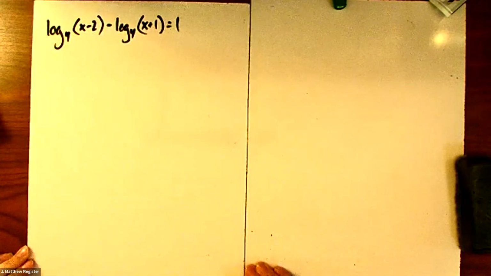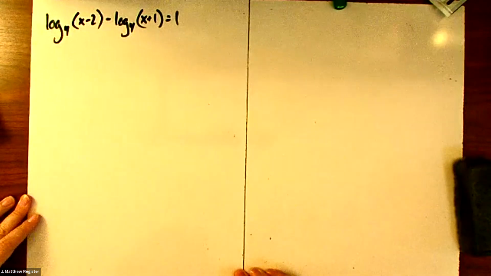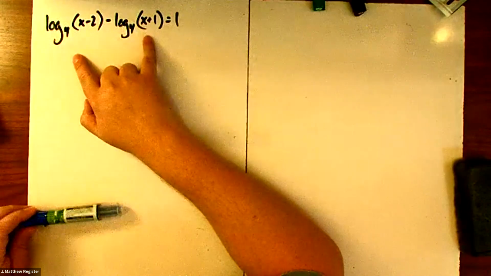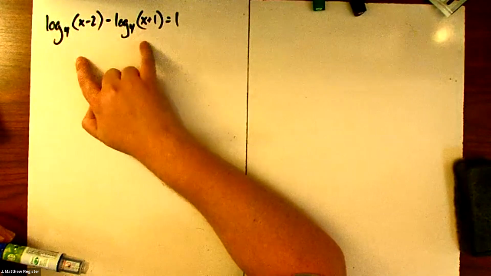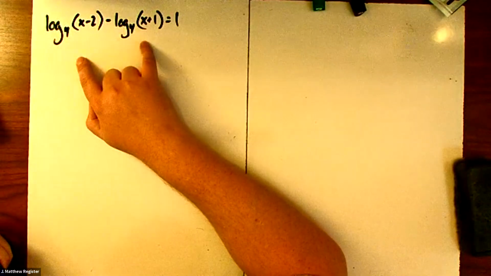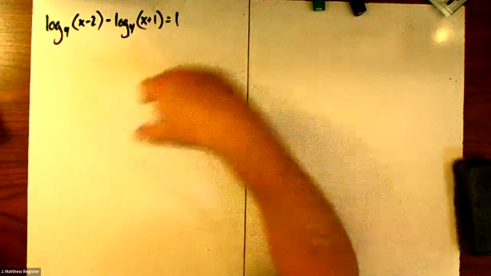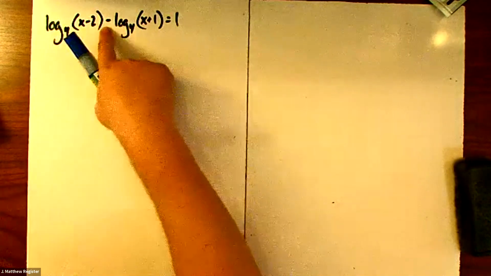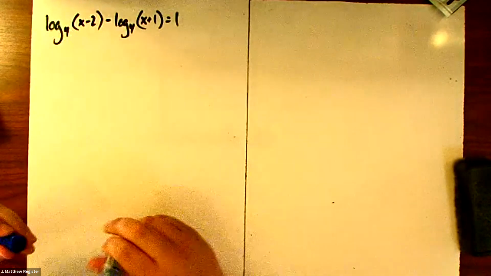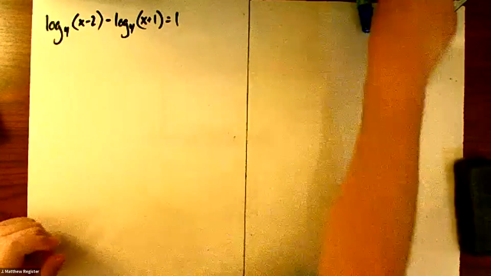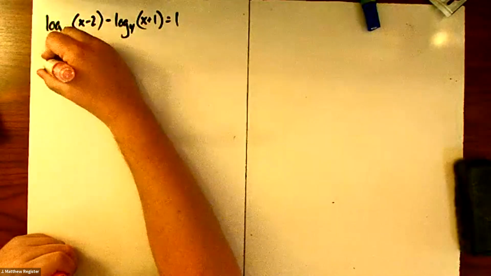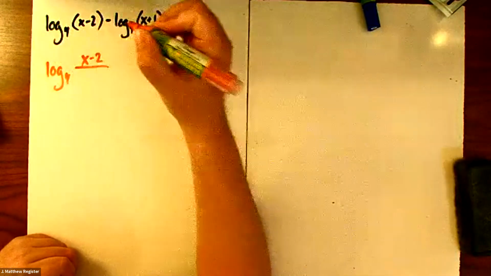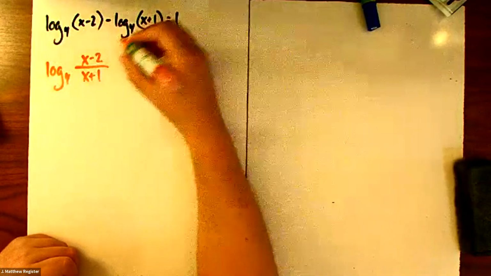When we do this problem, what I would recommend is trying to condense everything first. Because if we can condense this into a single logarithm, then we can use the definition of logarithms to rewrite this in exponential form. And once it's in exponential form, it should solve itself fairly quickly. So let's start by condensing. This is a subtraction, so that means we can rewrite this, and I'll go with the orange pen today, as a log base 4 of x minus 2 over x plus 1.